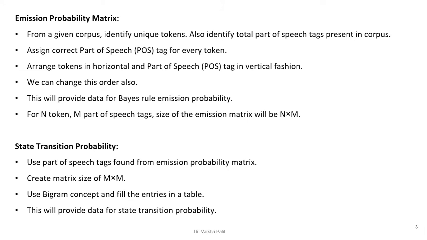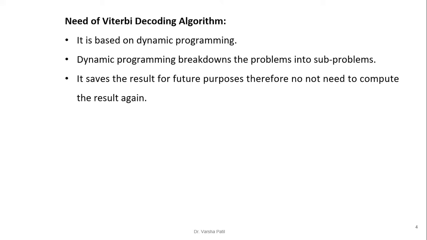State transition. Use the part of speech tags found from the emission probability matrix. Create a matrix of size m into m. Use the bigram concept and fill the entries in a table. This will provide the data for state transition probability. Once we make the labeled data set and enter the data into the emission and state transition matrices, we can use the Viterbi algorithm of HMM to find out the part of speech tag for a given word in a very efficient way. Need of the Viterbi decoding algorithm. It is based on dynamic programming. Dynamic programming breaks down the problem into sub-problems. It saves the result for future purpose, therefore no need to compute the result again.